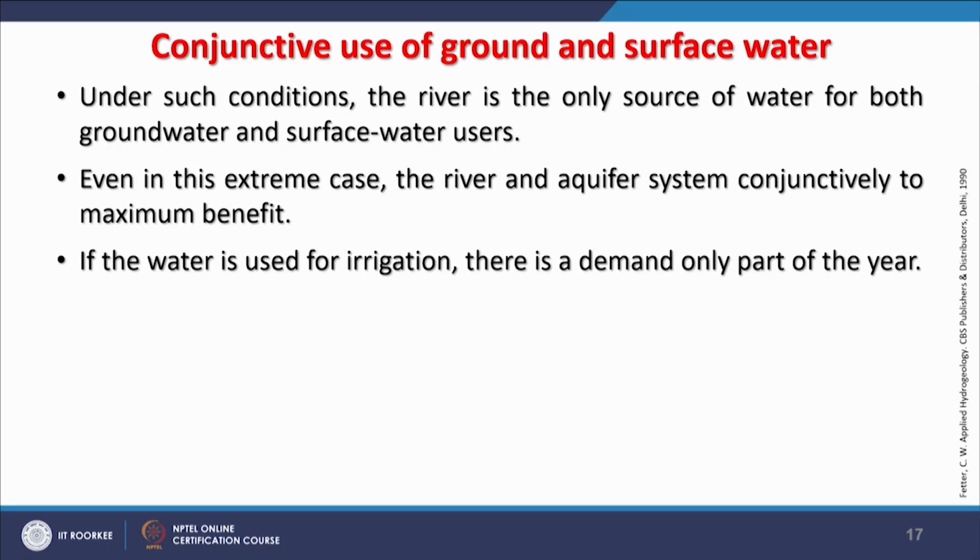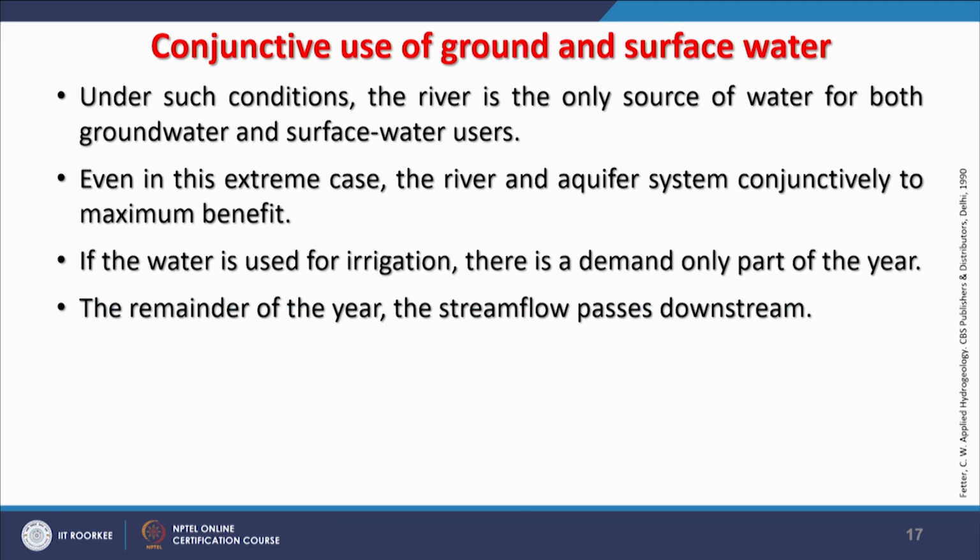If the water is used for irrigation, there is a demand only part of the year, because they are not irrigating all year round. But nowadays, in many places, where earlier we used to have just 2 or 3 crops, people are now going for even 4 crops. So almost round the year they are irrigating, relying more on groundwater and lowering the groundwater table.